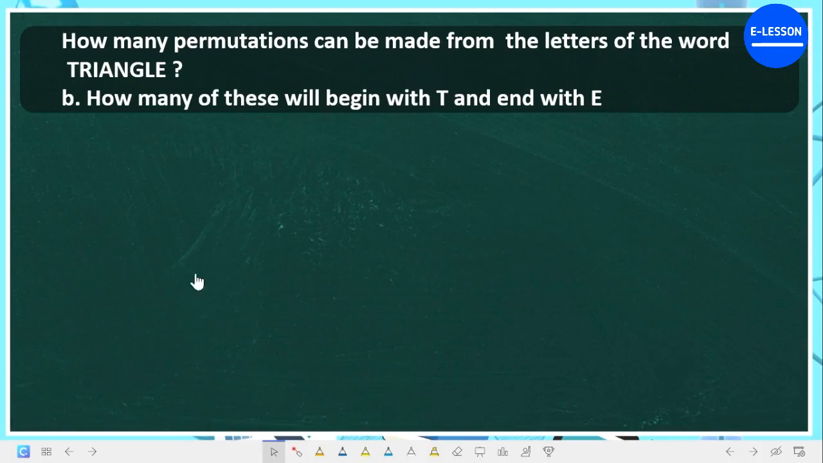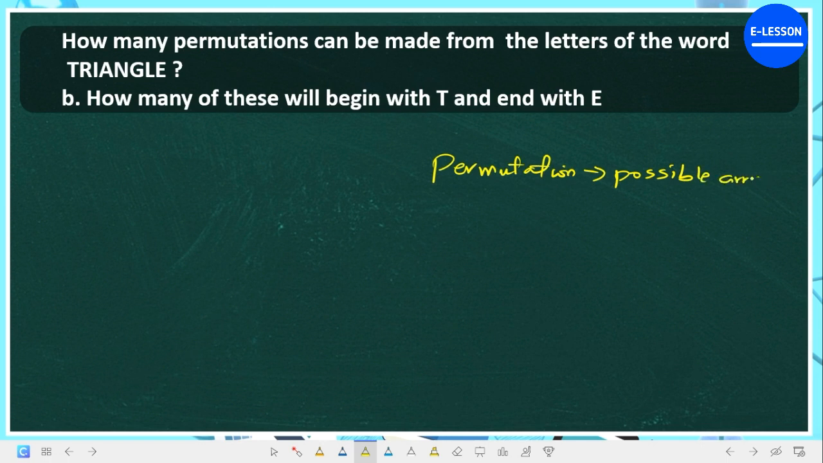Now, the first question is about permutation. When we talk about permutation, we are talking about the number of possible arrangements. Assuming you have 10 boys in a room, what is the number of possible arrangements of those boys? Can some of them sit here? Can some sit at the other part of the room?